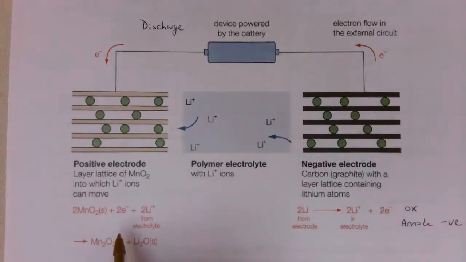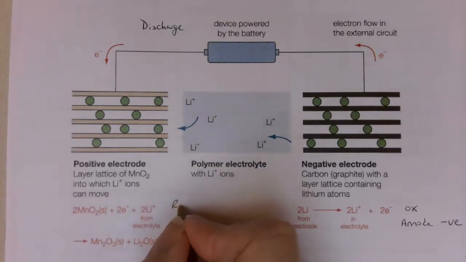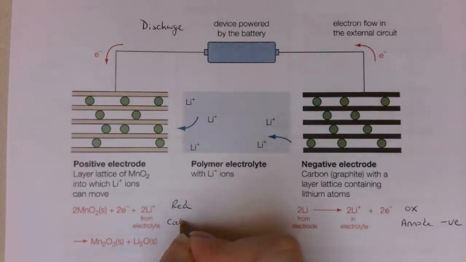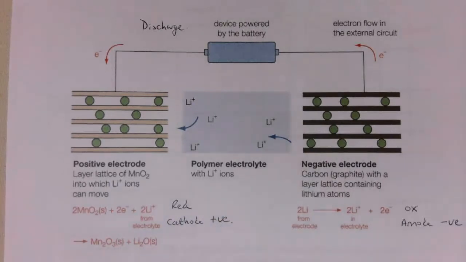On the opposite side, we have our positive electrode. This is our reduction reaction. This is the gain of electrons. So this is the reduction reaction. This is where the cathode is. And this is my positive electrode.